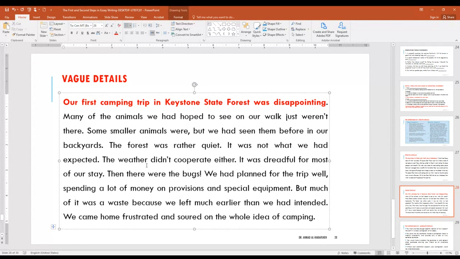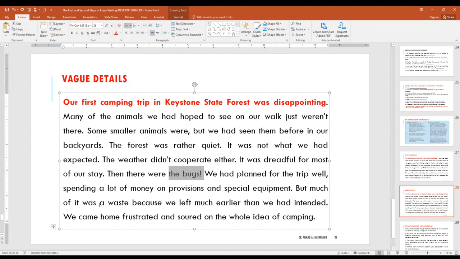Then there were the bugs. We had planned for the trip well, spending a lot of money on provisions and special equipment. What kind of special equipment and provisions? Explain. Then there were the bugs. Again, explain.